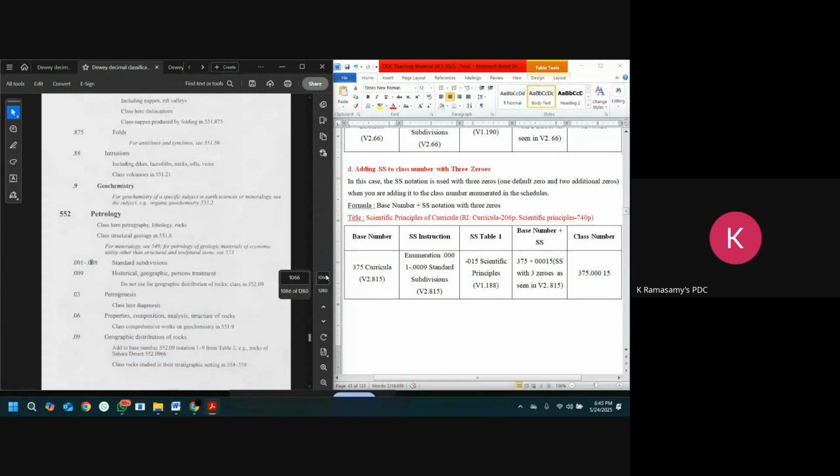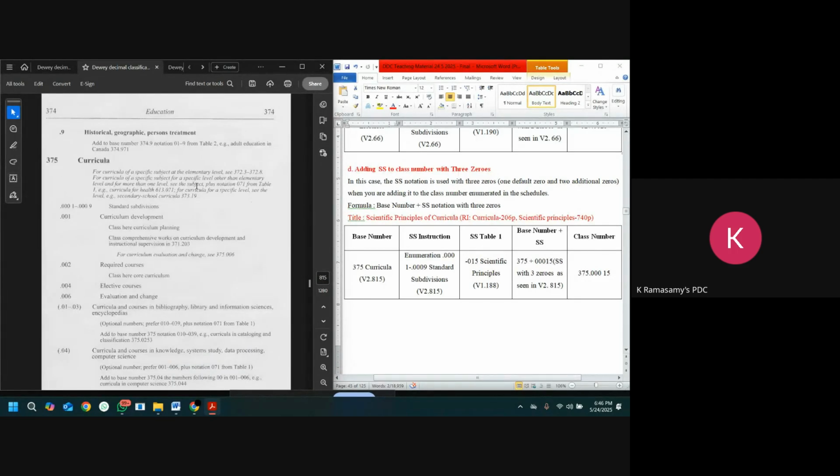So I need to go to 375 to know what rule is available there. I went to 375 curricula. You can see here 375 curricula, 0.0001 to 0.0009. That means standard subdivision numbers are to be preceded by 3 zeros. So I am adding 3 zeros. Instead of 1 zero, I am having 3 zeros. 00015 will be added to 375. The answer is 375.00015.